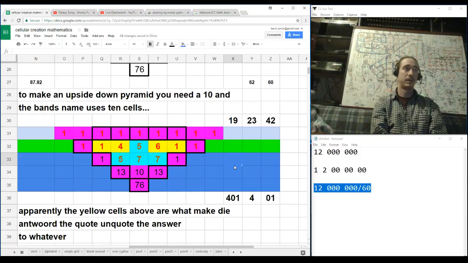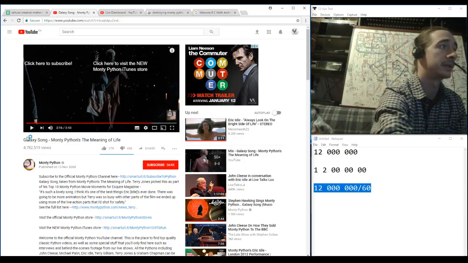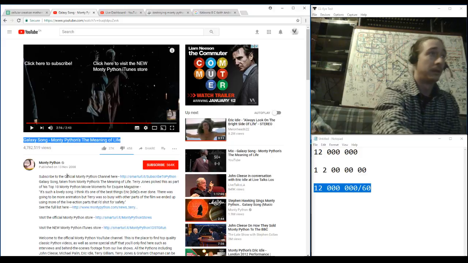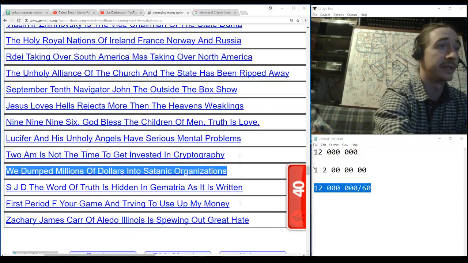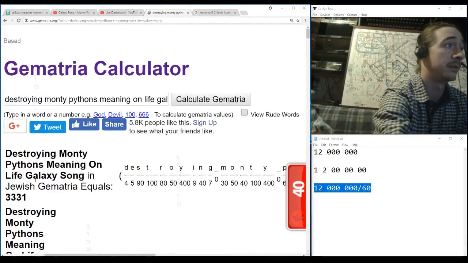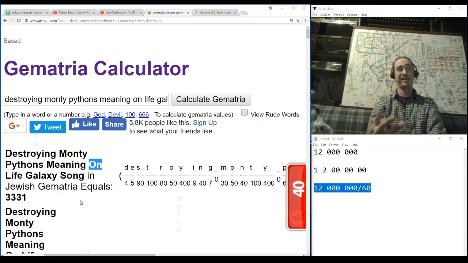Okay, so I do believe I'm the first Goy to properly decode the Galaxy song from Monty Python's The Meaning of Life. And synchronistically enough, when I decided to write about destroying it with the 40 here, I had a typo, which has a connection between a 14 and a 6 and an 8. Meaning on life. Destroy Monty Python's Meaning No Life Galaxy song.